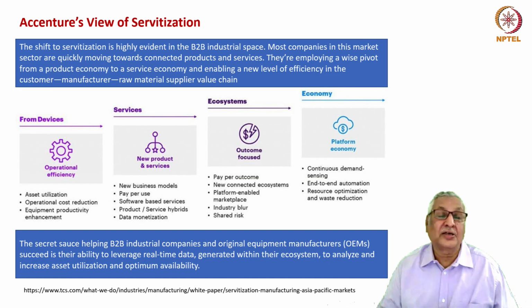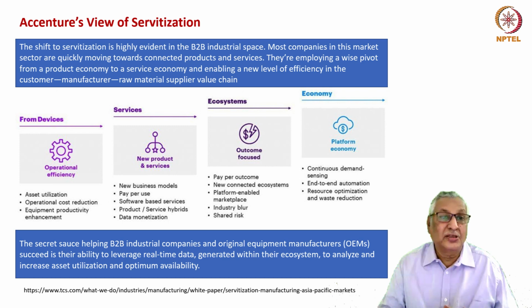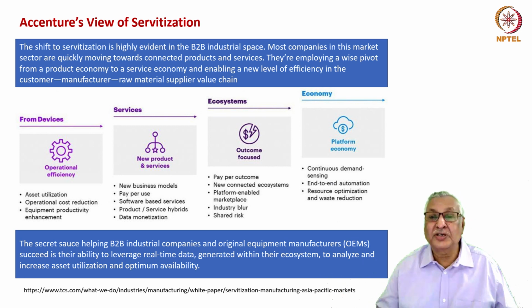Accenture, another leading technology services company, has a view of servitization which is integrative. Accenture believes that the shift to servitization has been highly evident in the B2B industrial space, that is, businesses collaborating together. It would be a BHEL, power equipment producer, and a power generation company, which could be an energy company of a state board, and they together collaborating and making the servitization possible.